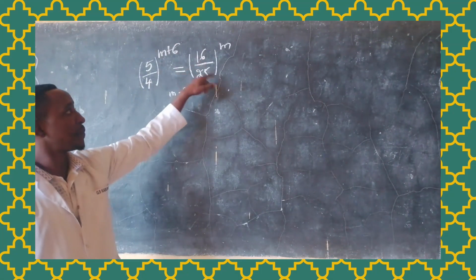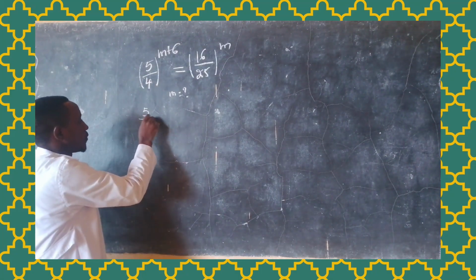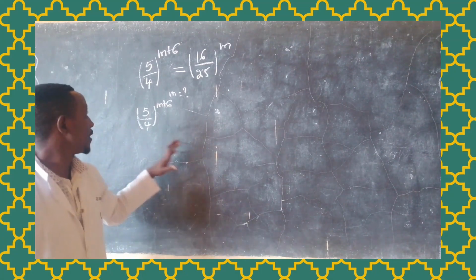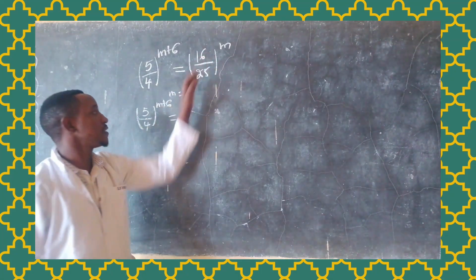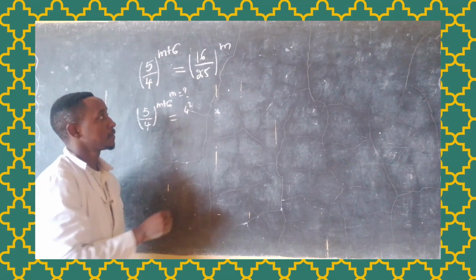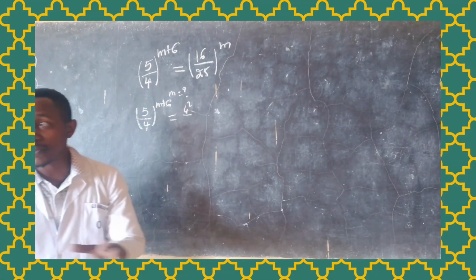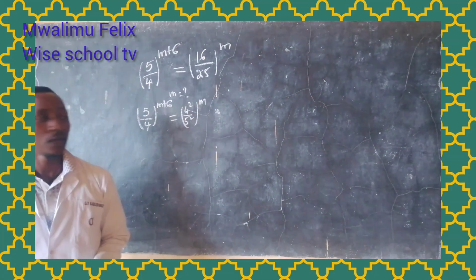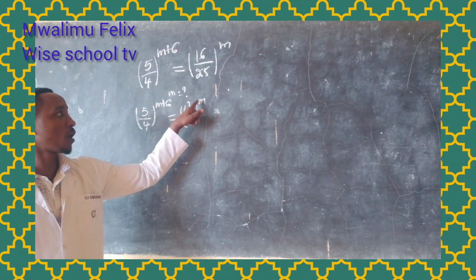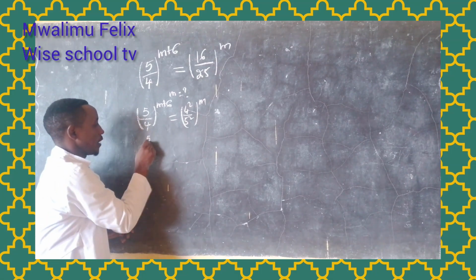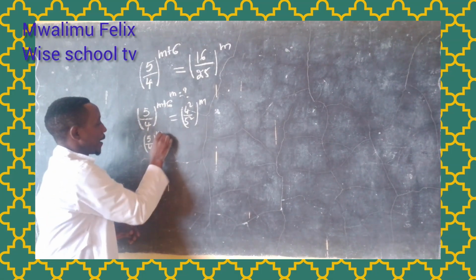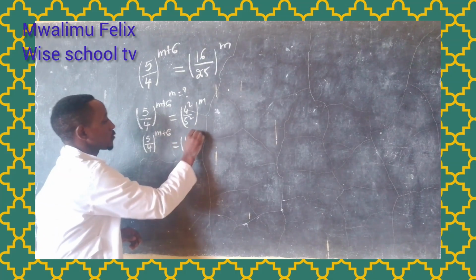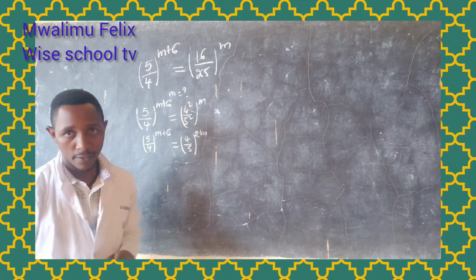We have to write this in power notation. So we have (5/4)^(m+6), then it is equal to what? 16 is equal to 4 power 2, divided by 25, which is equal to 5 power 2, then power m. So this is power 2, and the same power 2 here. So it is (5/4)^(m+6) = (4/5)^2, then power m.